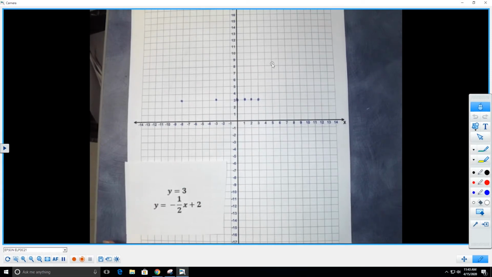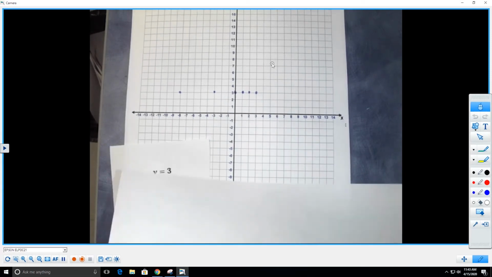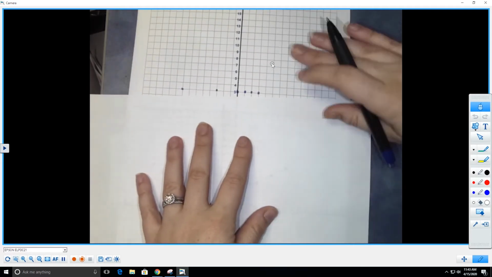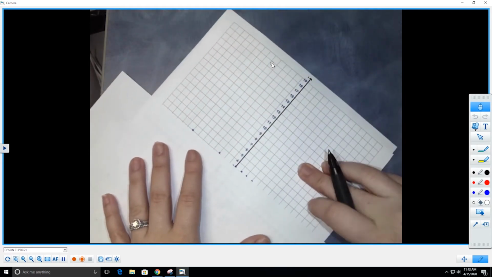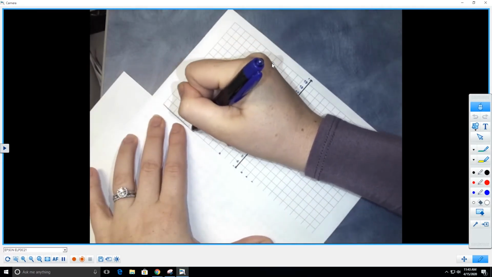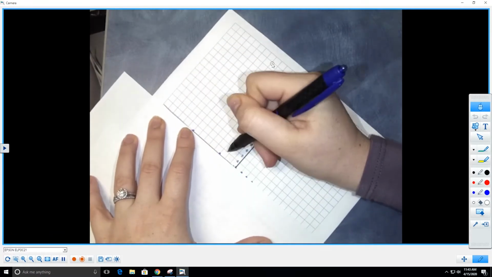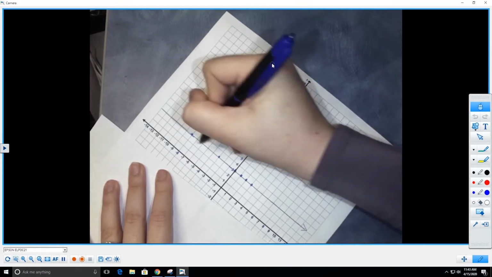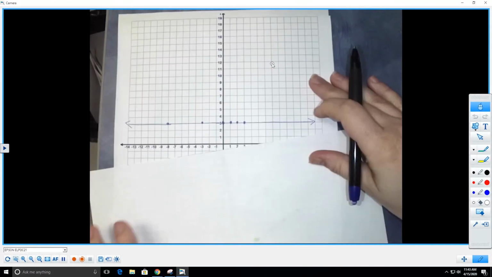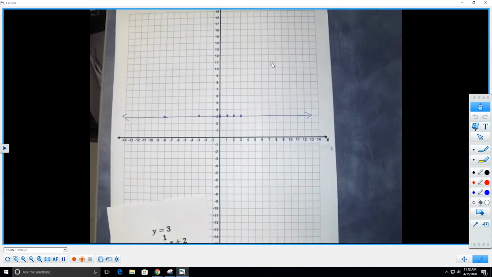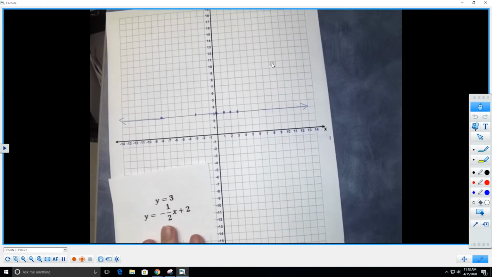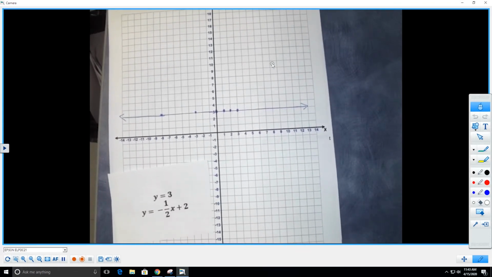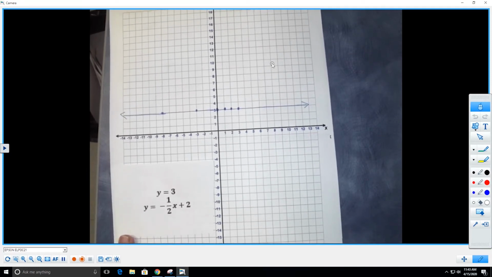So now we can draw a line representing y equals 3. All right, so here is our line, y equals 3. Okay, let's graph the second equation.